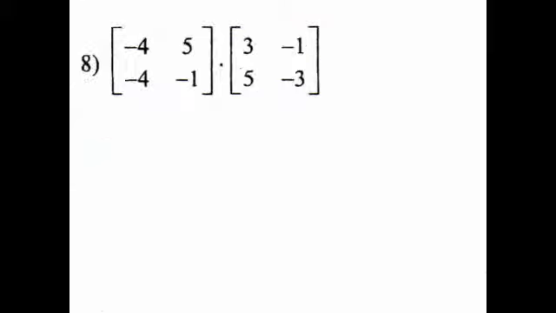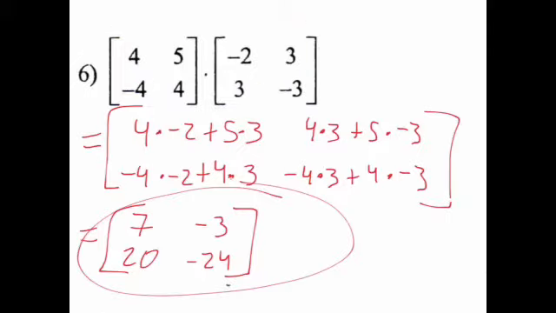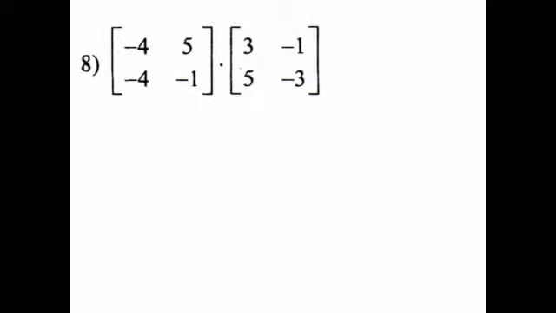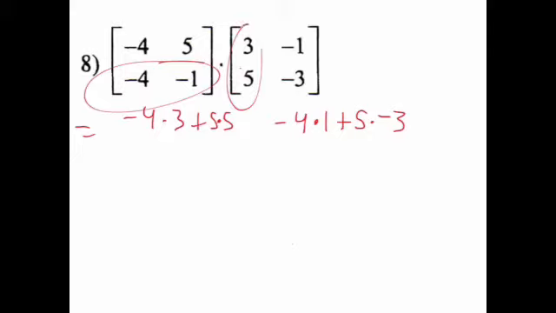There's my matrix. Moving on to 8, this one's a lot like 6, just 2 by 2 being multiplied together, each row times each column. So we're going to have to do negative 4 times 3 plus 5 times 5. And then my next one, first row times second column, and give me negative 4 times 1 plus 5 times negative 3. And then I'm going to move on to my second row times the first column. So negative 4 times 3 plus negative 1 times 5.